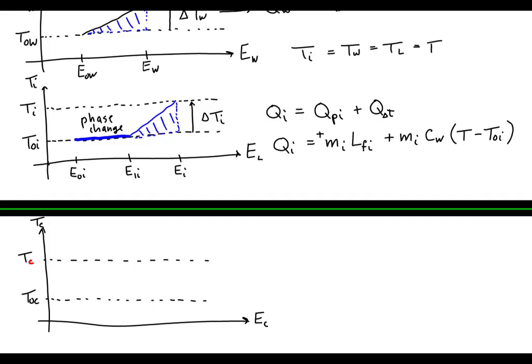That's what we're trying to find. But that final temperature is the same temperature as the temperature of the ice, as the temperature of the water, because these will all reach thermal equilibrium. And also the initial temperature is the same as the temperature of the water and the temperature of the ice, which is 0 degrees Celsius.